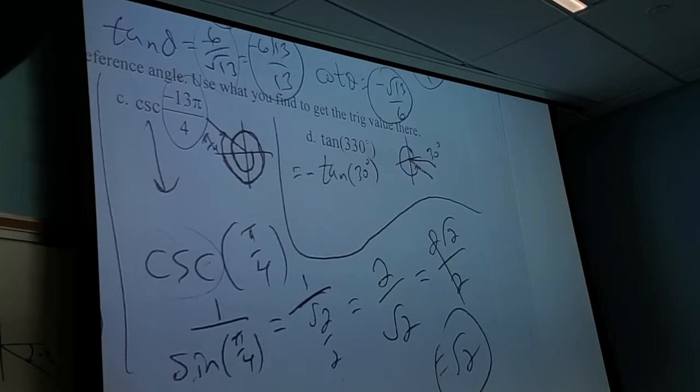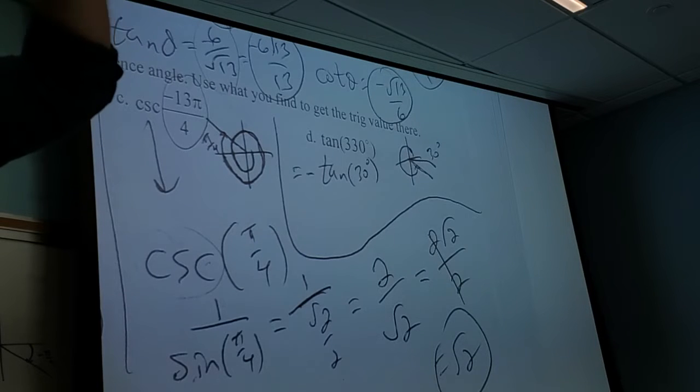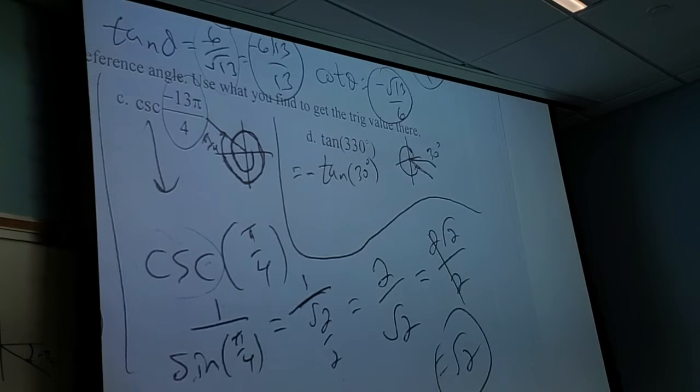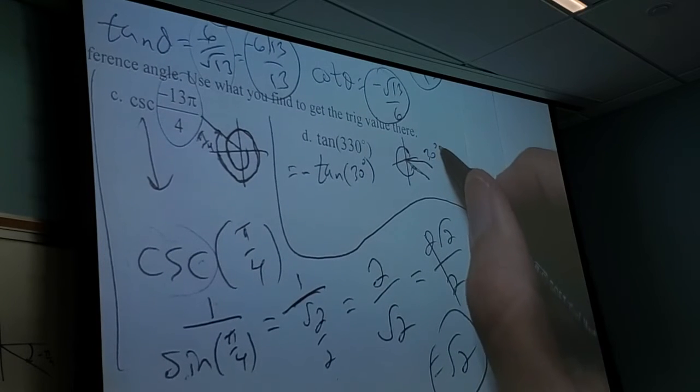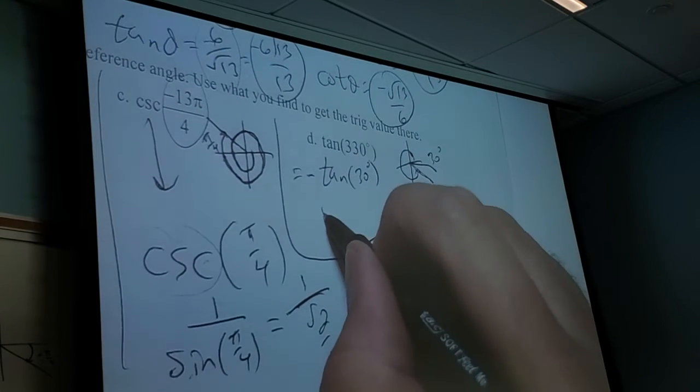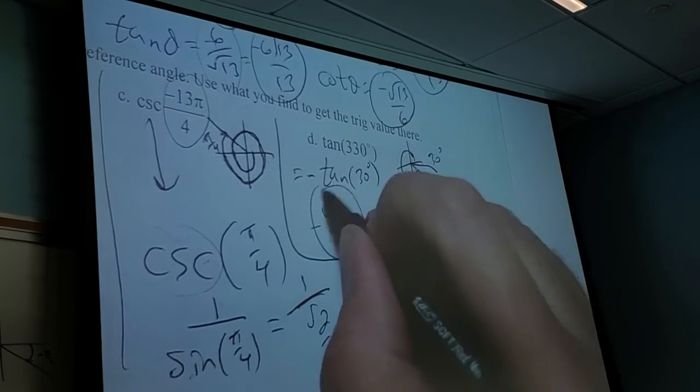Tangent is sine over cosine, correct? So tangent is big when sine is big. Tangent is small when sine is small. Because tangent is equal to sine divided by cosine. So at 30 degrees, is sine big or small? Small. So tangent's going to be the smaller option, which is rad 3 over 3.